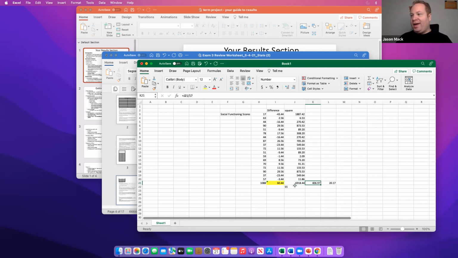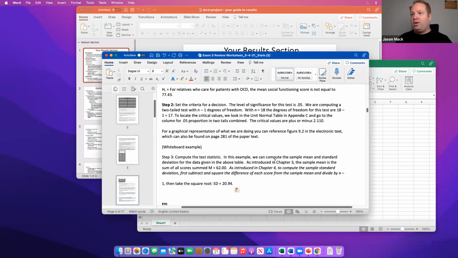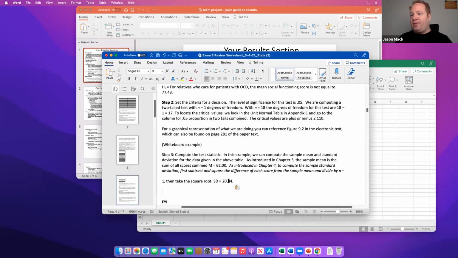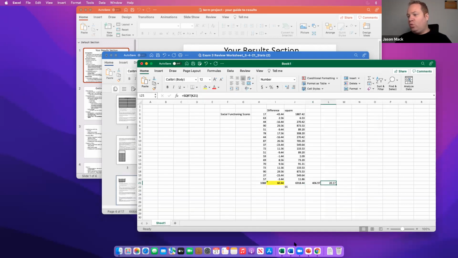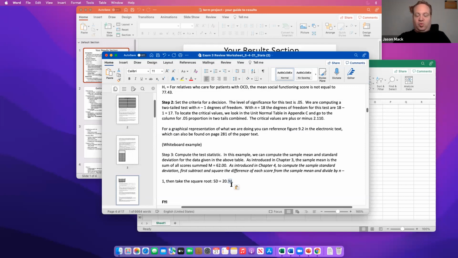Then I took and I divided this to get our variance, and I divided it by n minus 1. Well, clearly there's 18 values, so n minus 1 is 17, so our degrees of freedom is 17. So I divided this by that, and then I took the square root of the variance, which was this, and I just told it square root of K21, which is our 20.17. So now if we go back into our Word document, that's 20.17. So very similar with our values here. And then take the square root, which is 20.17.